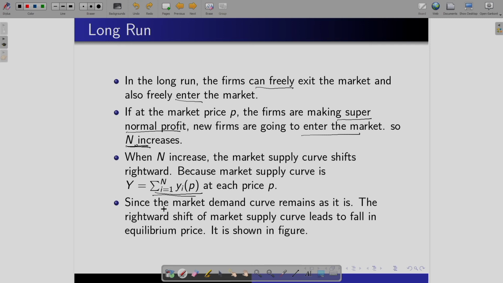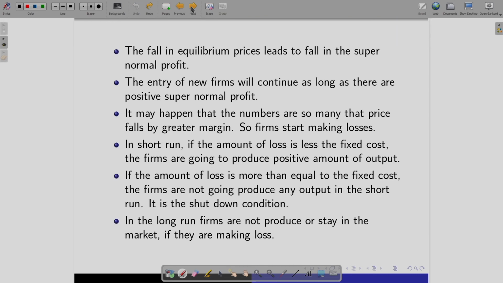Now, market supply is shifting rightward and the demand curve is the same, so the equilibrium price is going to fall, and we will show this in a diagram. As the equilibrium price falls, supernormal profit goes down, but if the firms are still earning some supernormal profit, then some more firms are going to enter, and this will continue.